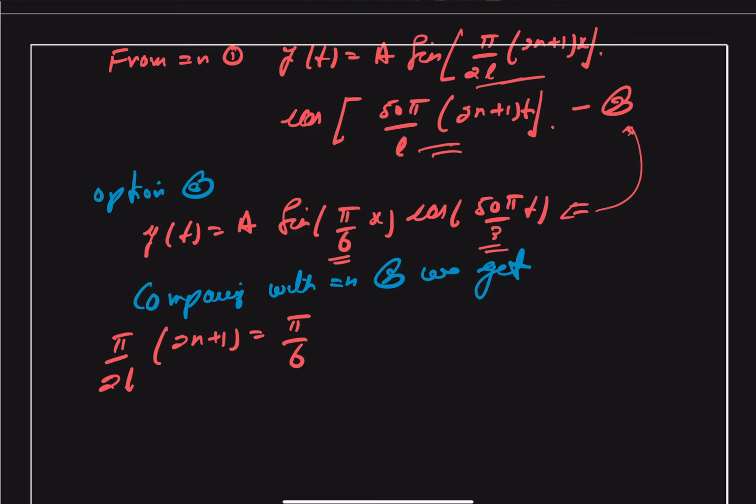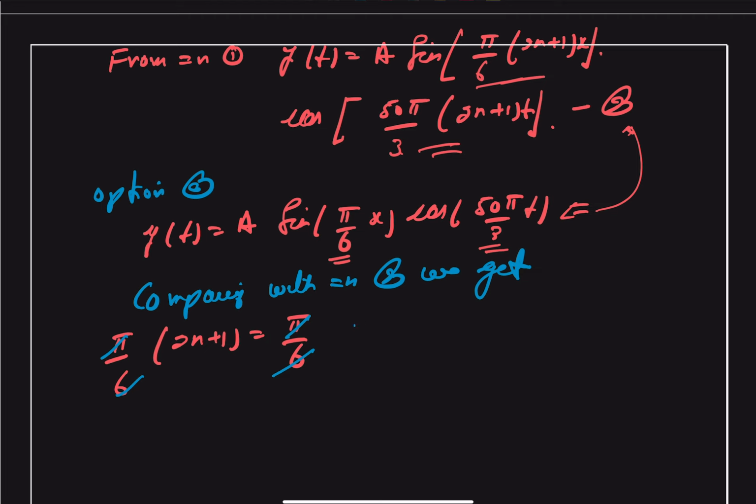And the value of L is equal to 3. Let me sort it out here only. Value of L is 3. So this comes as 6, much easier. This comes as 6. And here also it comes as 50 pi by 3, much easier. This comes as 6. Now here 6 goes with 6, pi goes with pi.